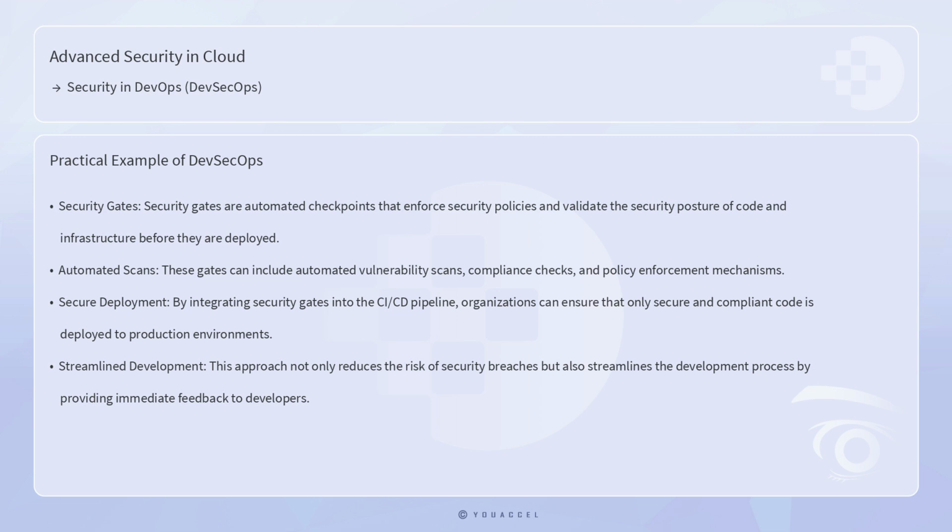One practical example of DevSecOps in action is the implementation of security gates within the CI/CD pipeline. Security gates are automated checkpoints that enforce security policies and validate the security posture of code and infrastructure before they are deployed. These gates can include automated vulnerability scans, compliance checks, and policy enforcement mechanisms. By integrating security gates into the CI/CD pipeline, organizations can ensure that only secure and compliant code is deployed to production environments. This approach not only reduces the risk of security breaches, but also streamlines the development process by providing immediate feedback to developers.